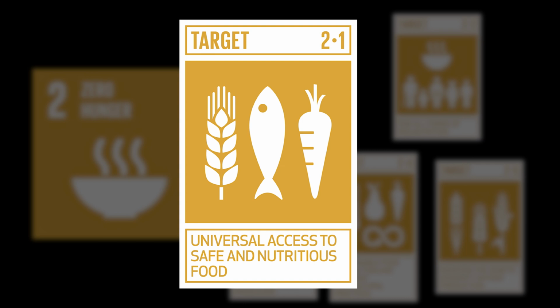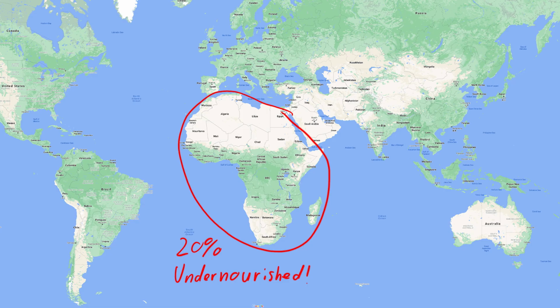Although the highest number of undernourished people live in Asia, it is Africa where the proportion of undernourishment is the highest. Almost 20% of all people in Africa were undernourished in 2019.